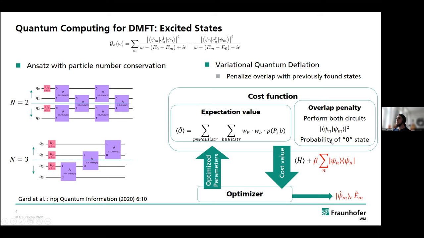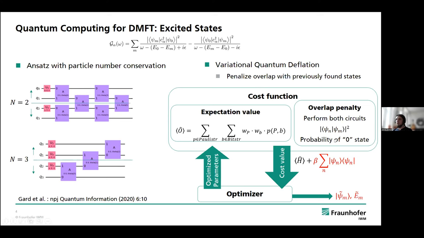penalizing the overlap of previously found states. Therefore, having already found one state, we append the inverted quantum circuit of the state we currently look for and measure the probability to get back to the ground state of the whole system. Going back to the all zero state means the second quantum circuit reverses the circuit which we had at first.